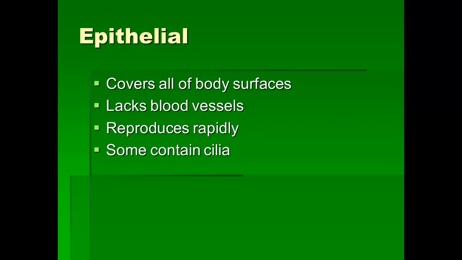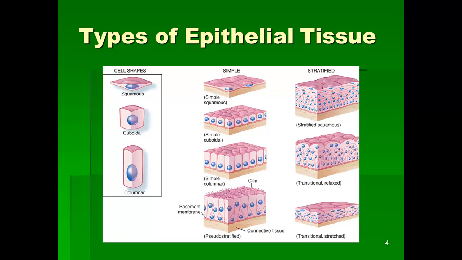Epithelium reproduces rapidly, and some of our epithelium, such as that which we find in the trachea, contains cilia for movement of product out of the lung. There are different types of epithelial tissues, and they are described based on their shapes and their arrangements. The three shapes are squamous, cuboidal, and columnar.